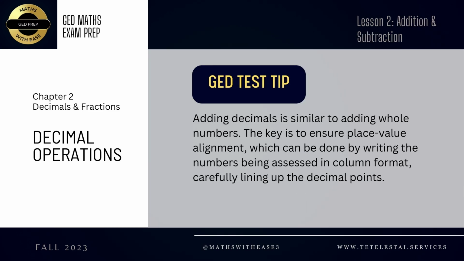Adding decimal points is similar to adding numbers, right? The main thing, or adding, I should say adding decimal values, decimal numbers, is similar to adding whole numbers. The main thing to keep in mind, though, is that your place value columns need to be correctly aligned. And again, you align your place value columns by stacking your numbers into a column and then making sure that you've carefully aligned your decimal points.